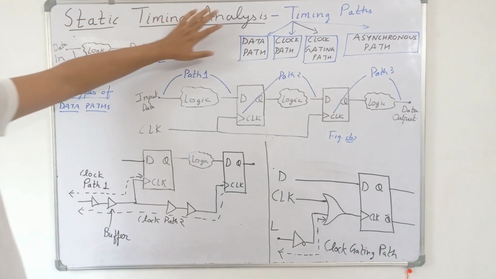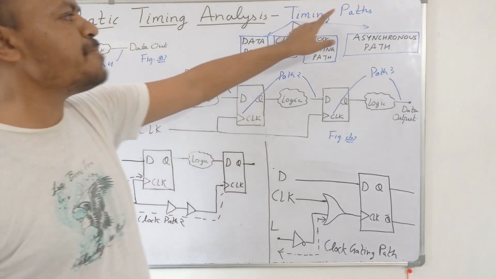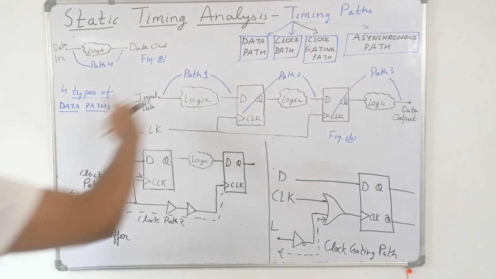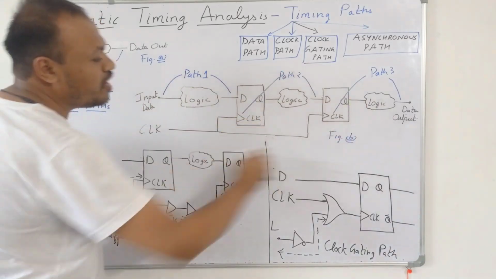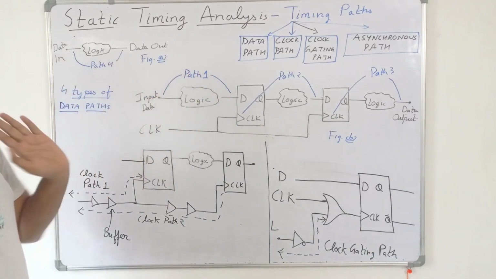So this lecture is on static timing analysis and we will be discussing the different types of timing paths in static timing analysis. Basically, in static timing analysis we break the whole design into a set of paths called timing paths, and we calculate the signal propagation delay for each path separately, and finally we check whether there are any violations for timing constraints.